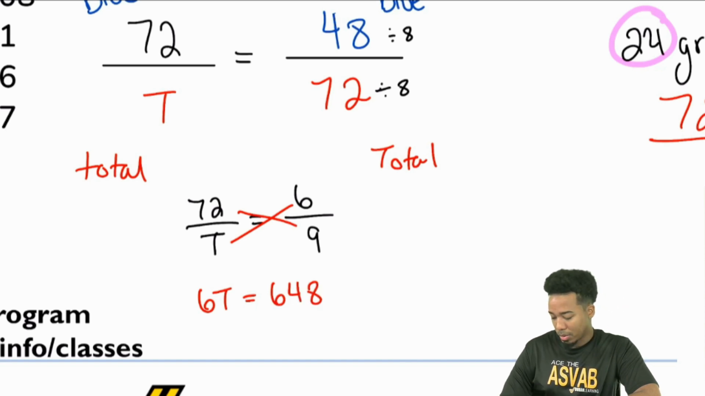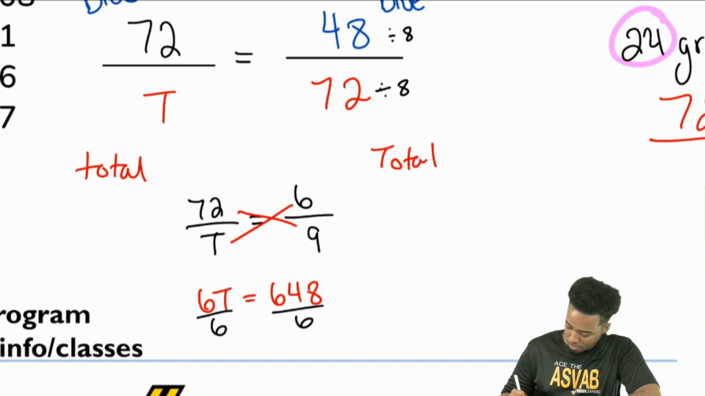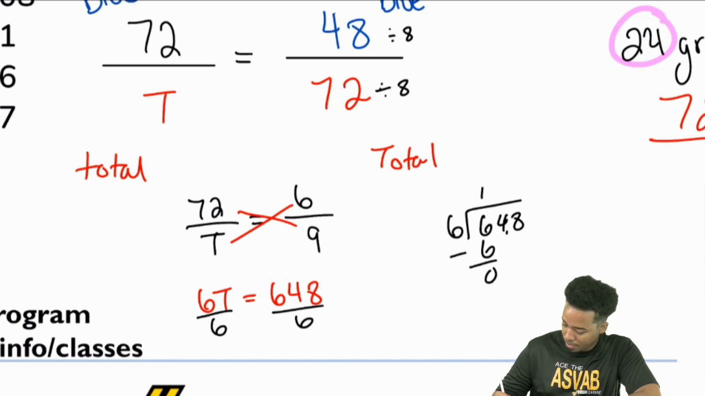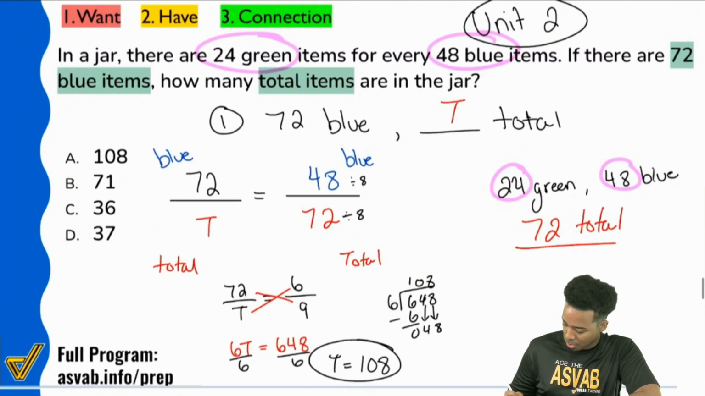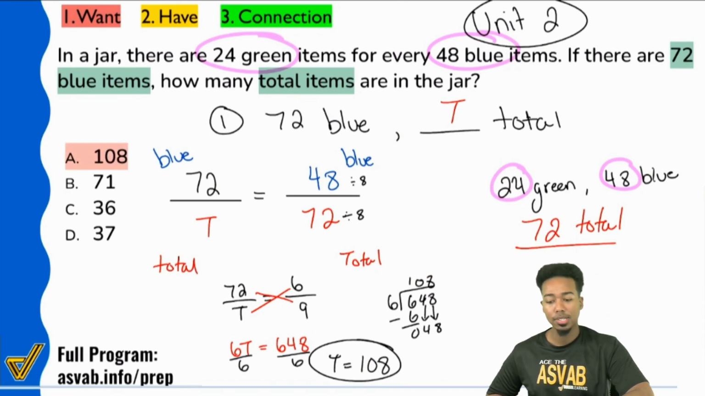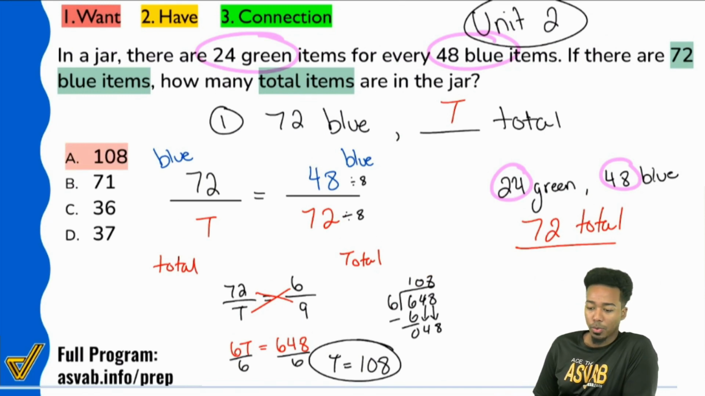And then now what we'll do is divide both sides by 6. And that'll end up being 108. And there we have that. I know I'm working a little quickly simply because we're running out of time, but A is the answer after we do all that quick math.